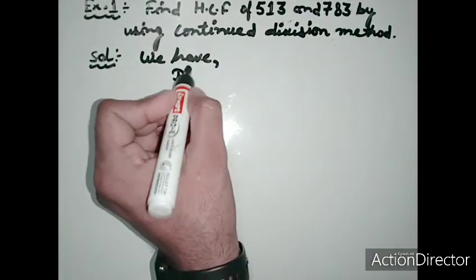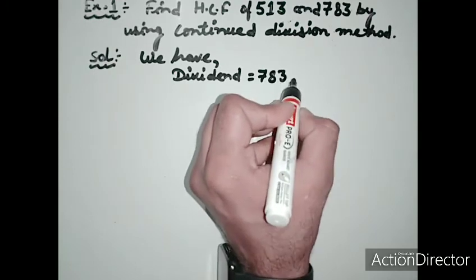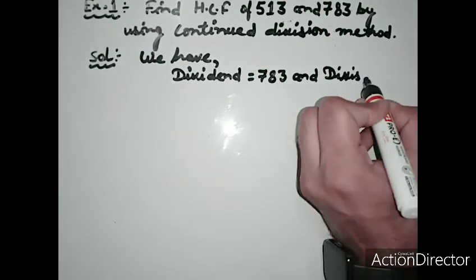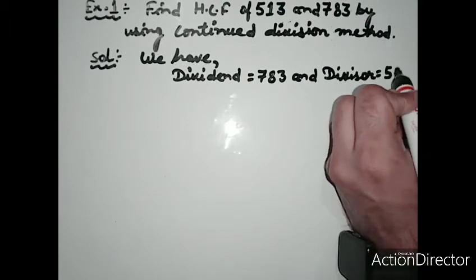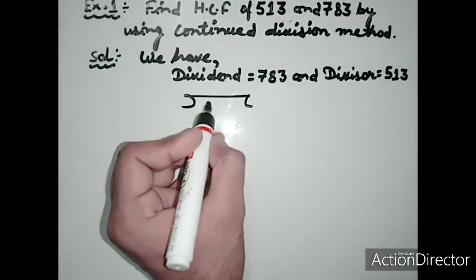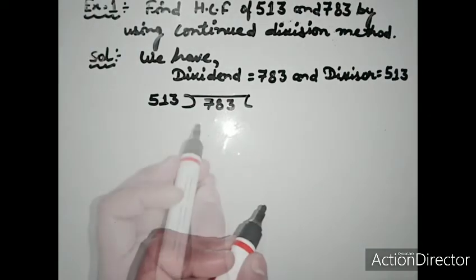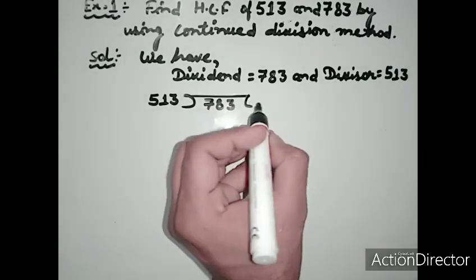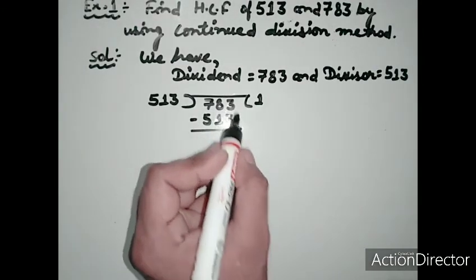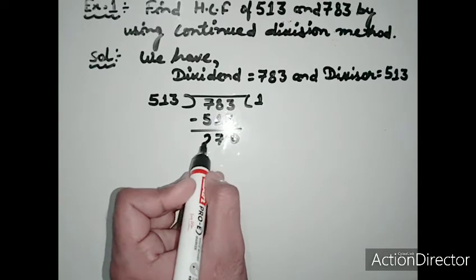So here we write dividend 783 and divisor 513. Okay, now we start the process of division here. 783 divided by 513. So 513 divides 783 one time. So here we write 513. Now we subtract these two numbers here. 3 minus 3 is 0, 8 minus 1 is 7, and 7 minus 5 is 2.